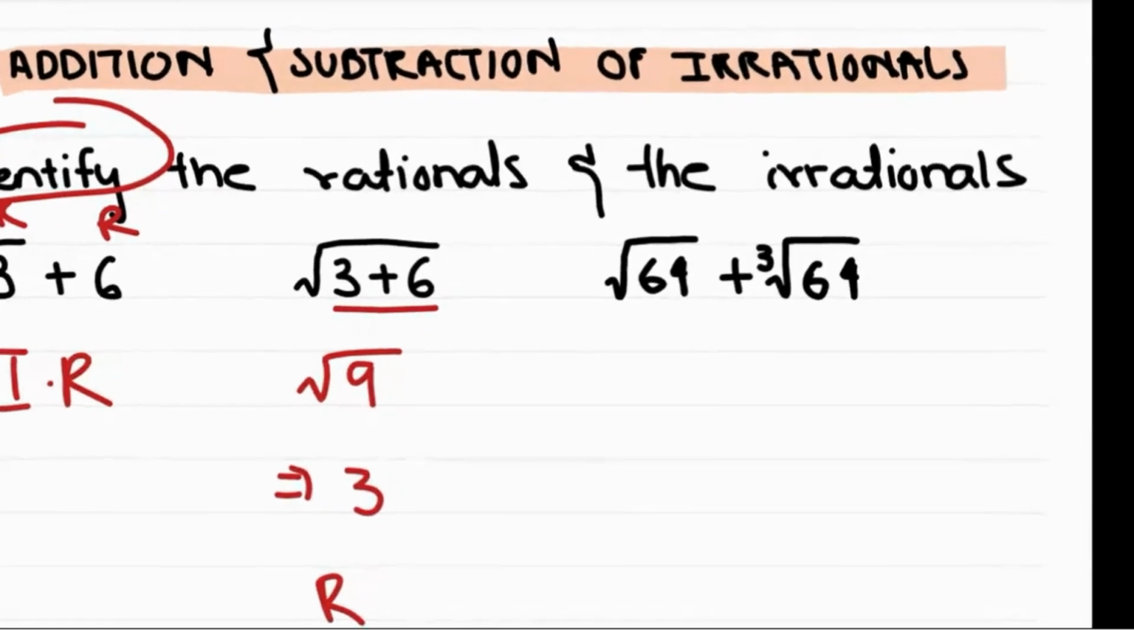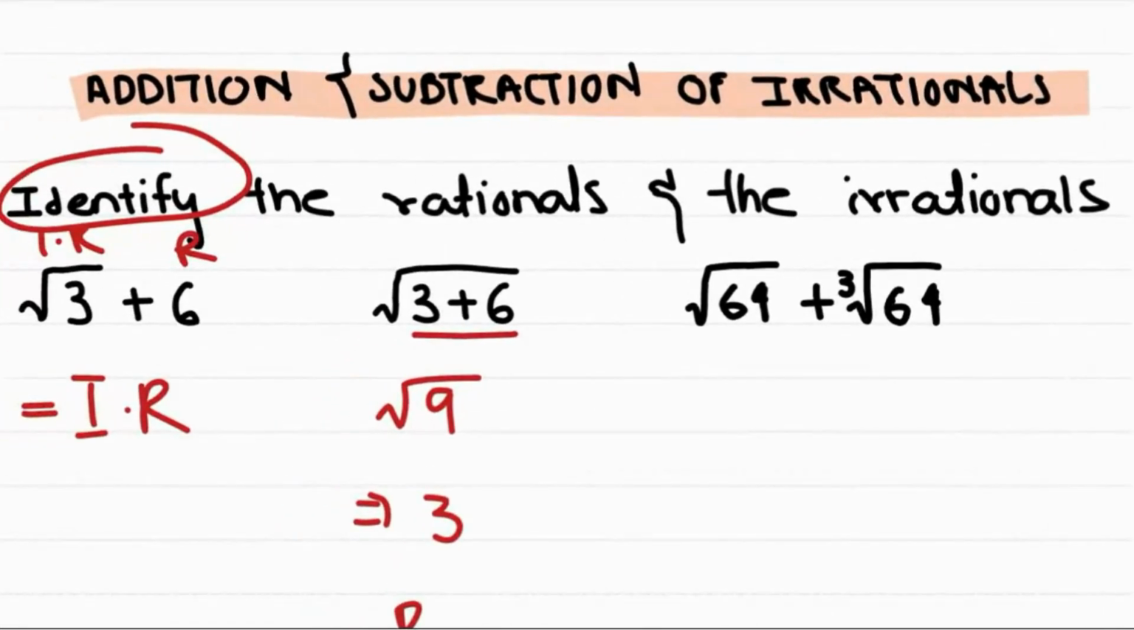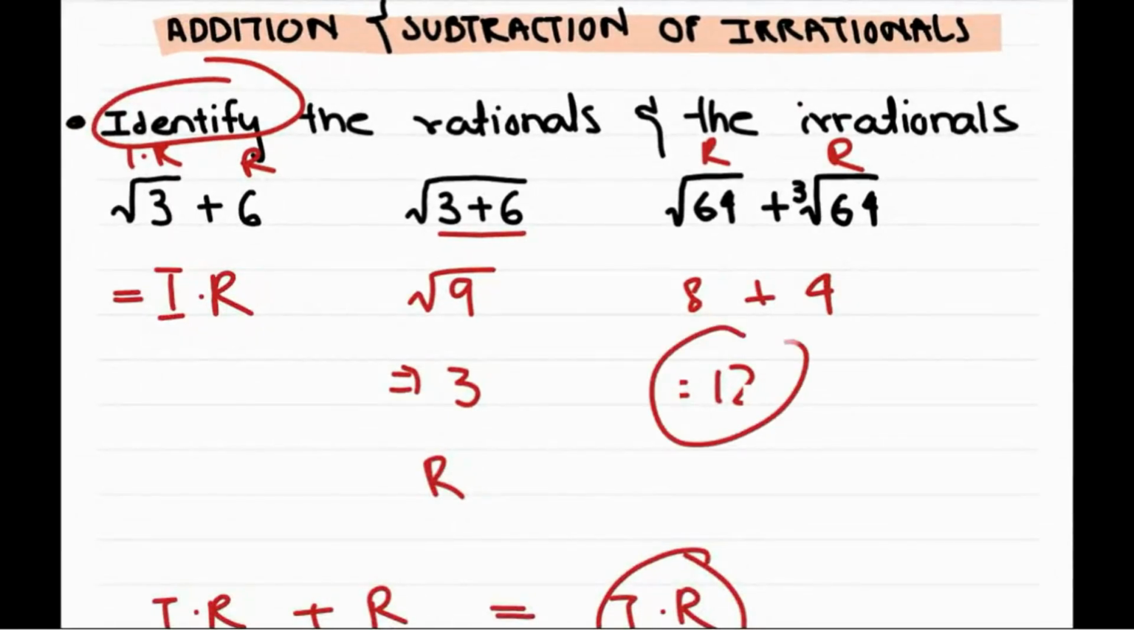Now the last question we have is an under root 64 and a cube root of 64. Under root 64 is obviously 8, right? And the cube root of 64 is going to be 4. So these both are rationals, right? This is rational and this is also rational, which will give us another rational number, which is going to be 12, right? We don't have to solve over here, we just have to tell if it's going to be a rational or irrational. So obviously it's going to be a rational number.